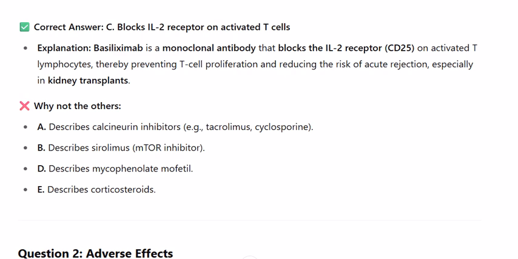Why not the others? A. Describes calcineurin inhibitors, e.g. tacrolimus, cyclosporin. B. Describes sirolimus, mTOR inhibitor. D. Describes mycophenolate mofetil. E. Describes corticosteroids.